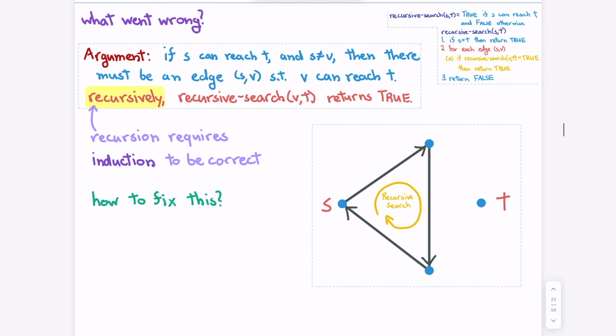Right, so recursion is not enough. Okay, we're going to have to do something, update some kind of state.